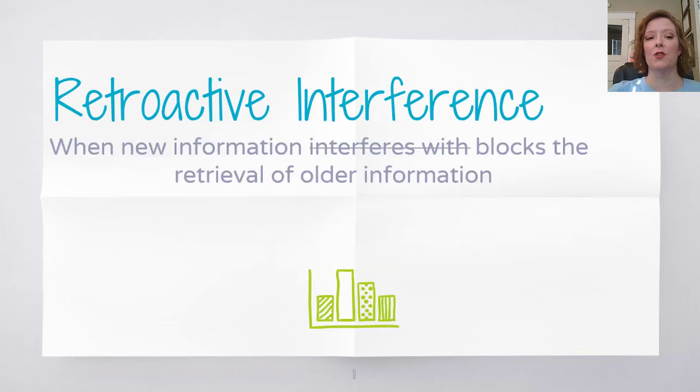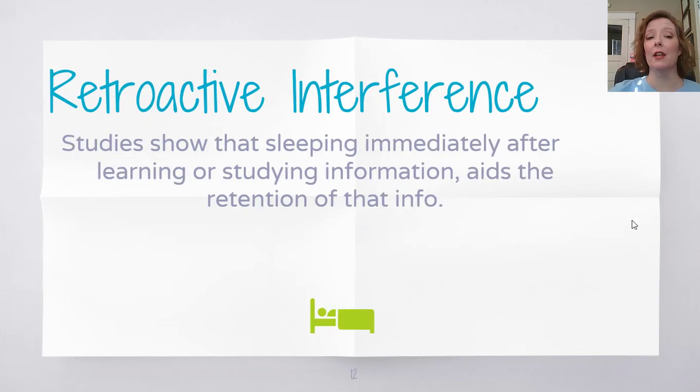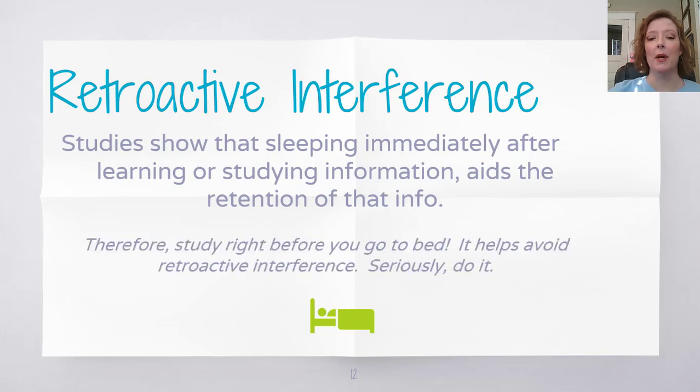Retroactive interference is when new information blocks the retrieval of older information. So basically, let's say you are in calculus class, but you can't remember how to solve a geometry question when your younger sibling asks for help. Studies show that sleeping immediately after learning or studying information aids the retention of that information. So basically, seriously, if you study right before you go to bed, it helps avoid retroactive interference. Try it. See what happens.